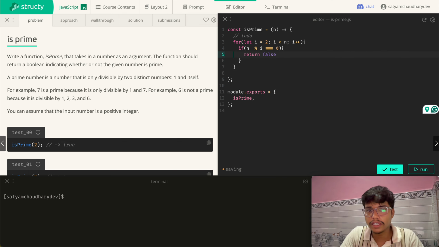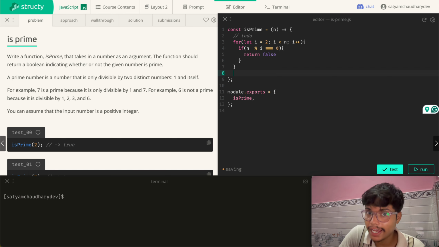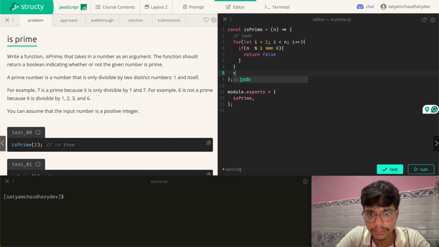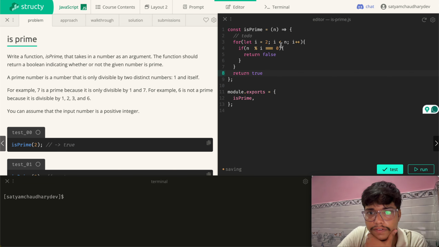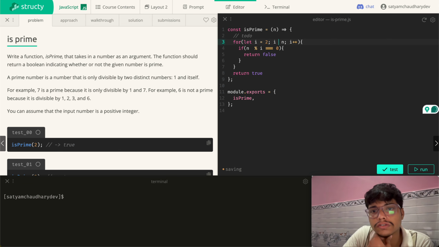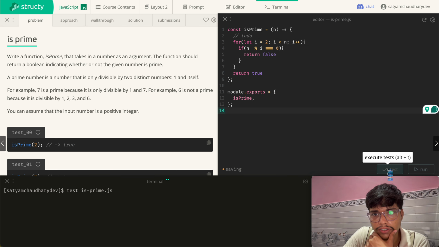And let's suppose we did not find any number which divides the given number. That means the loop has ended, and we did not find any divisor, which means the number is a prime number. So we can return true. Let's check again. I think this works.